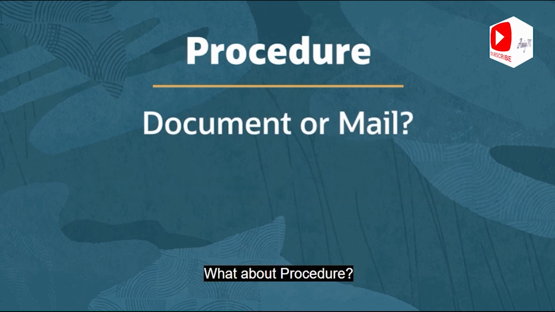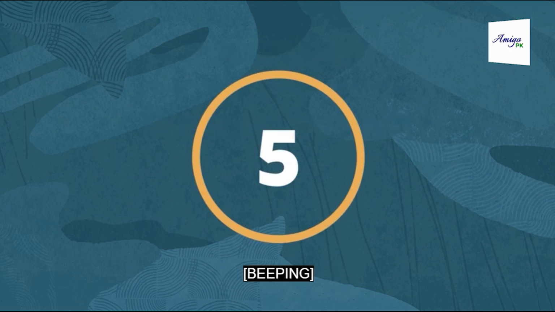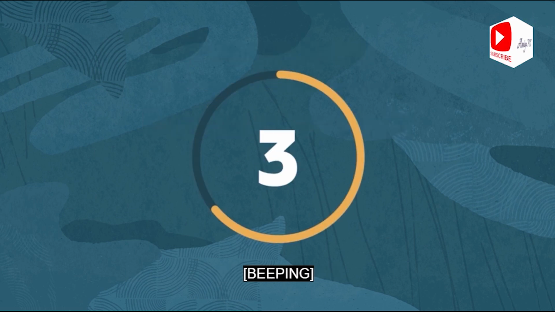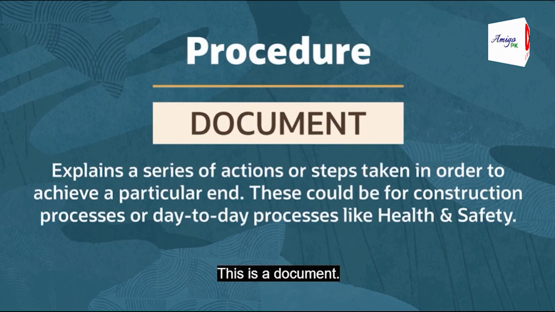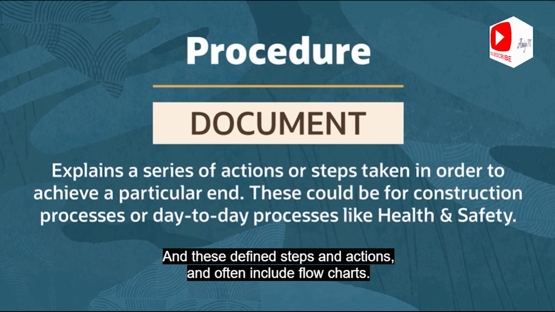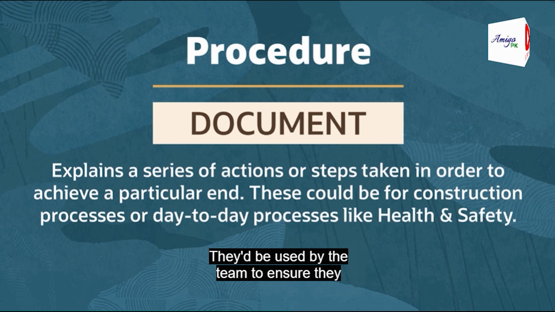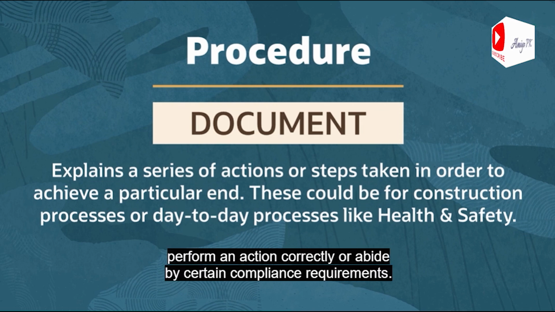What about procedure? Document or mail? This is a document, and these define steps and actions and often include flowcharts. They'd be used by the team to ensure they perform an action correctly or abide by certain compliance requirements.